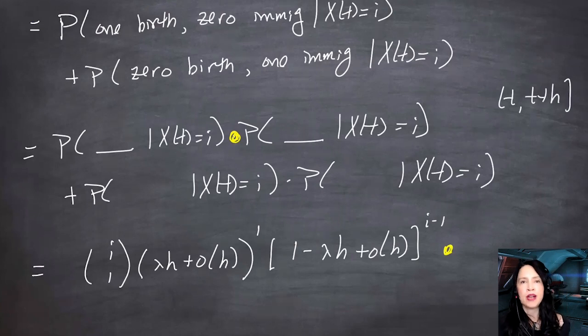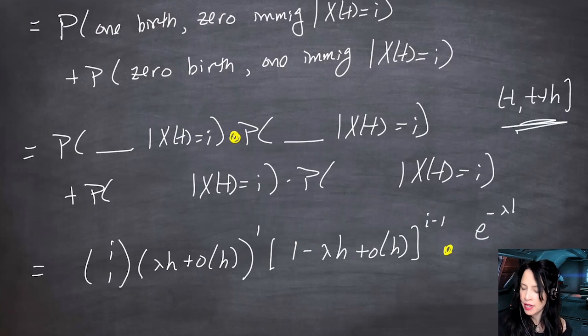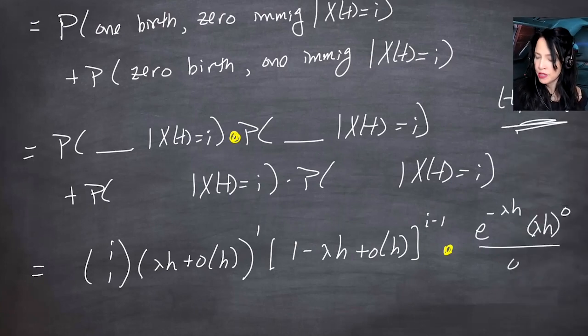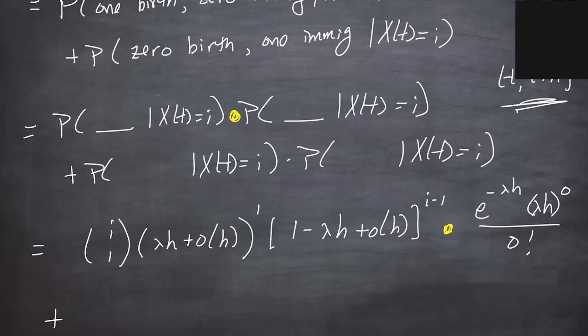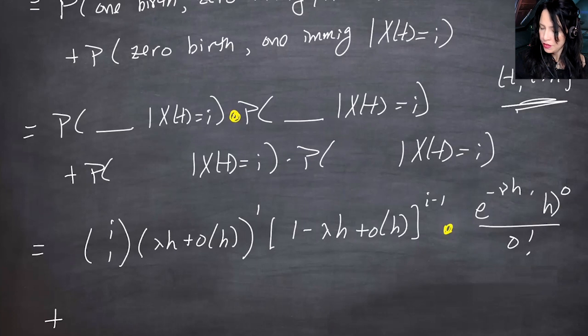The immigration process is a Poisson process with some rate nu. And so this is a Poisson number of arrivals in an interval of length h. So this is going to be e to the minus lambda h to the 0 over 0 factorial. These parameters should be nu.